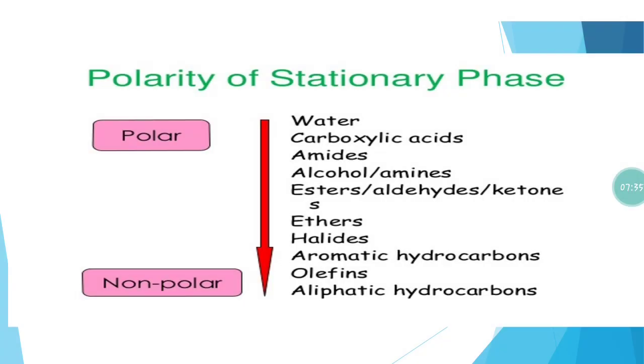And in this slide you can see the polarity of stationary phases. These are the examples which are polar, moving towards the non-polar. It starts from water, carbolic acid, amines, alcohols, esters, ethers, halides, aromatic, and aliphatic hydrocarbons.